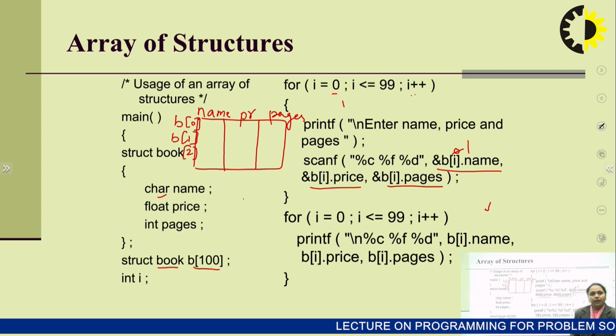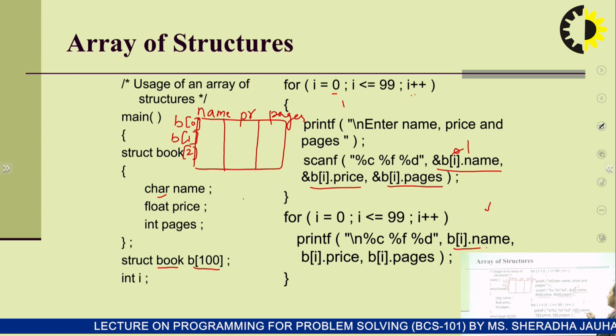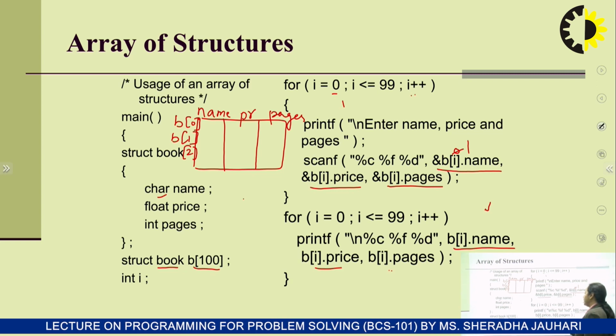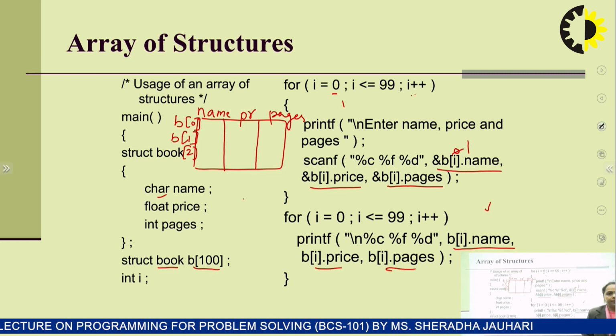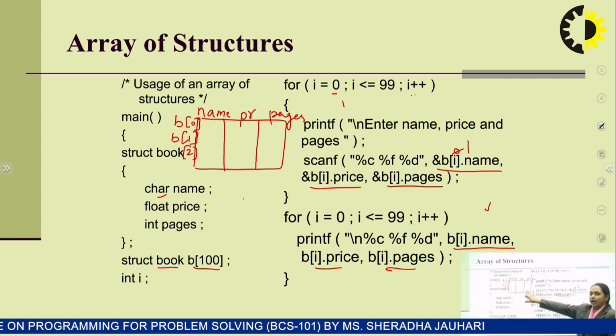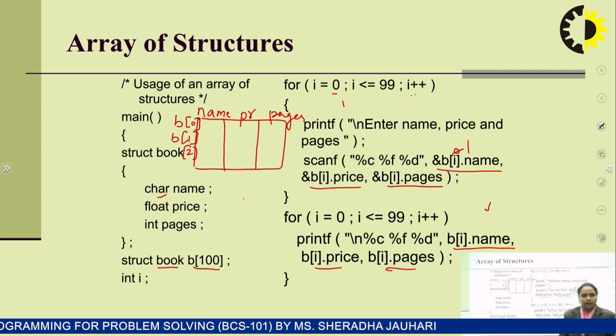In a similar way, we can print the record with the help of a loop for i equal to 0 to less than or equal to 99, using the printf statement where we write b[i].name, b[i].price and b[i].pages. So this kind of record will get printed.